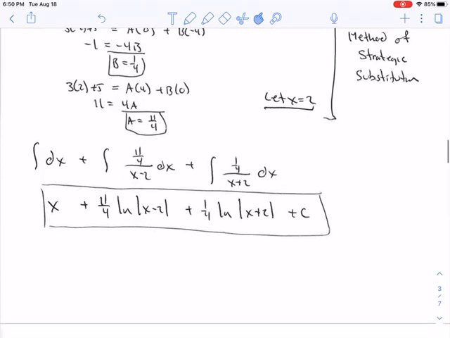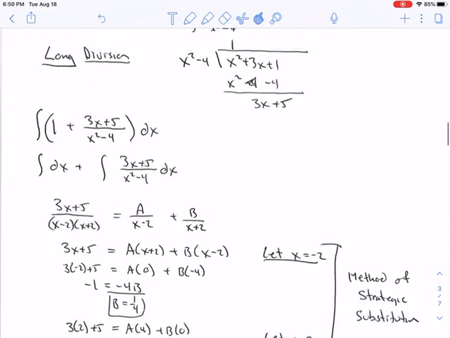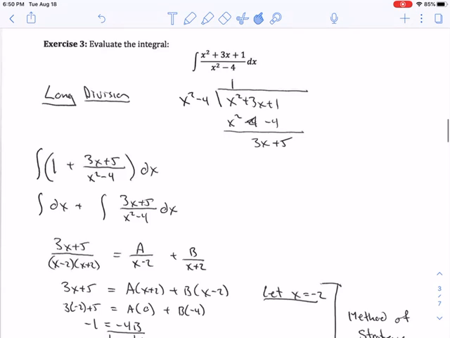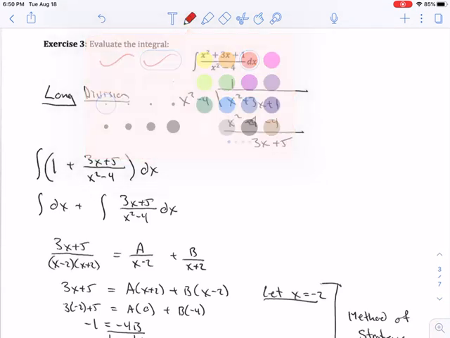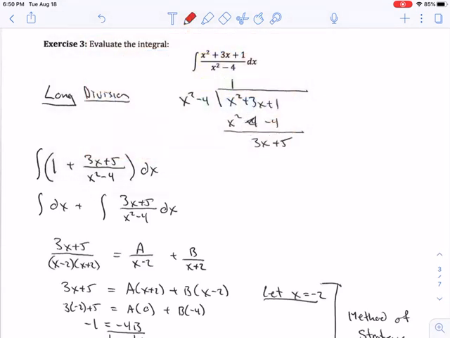Even though I got, we'll do this one. Okay, where should we start here? Well, I notice that the degree of the numerator is equal to the degree of the denominator. The highest powered term in the numerator is an x squared. The highest powered term in the denominator is x squared. So I have to do long division.